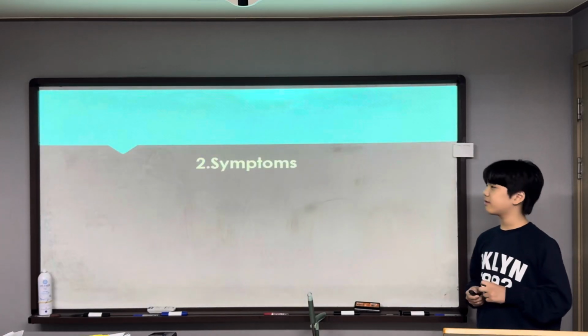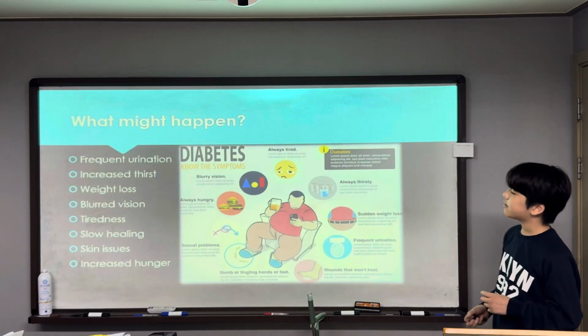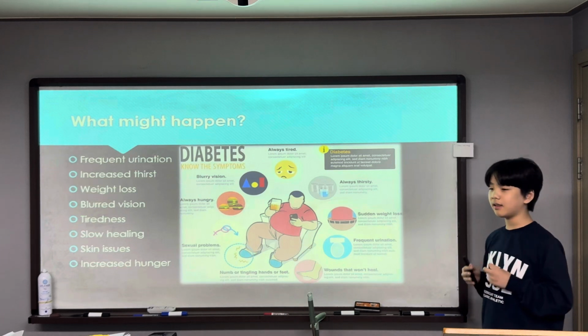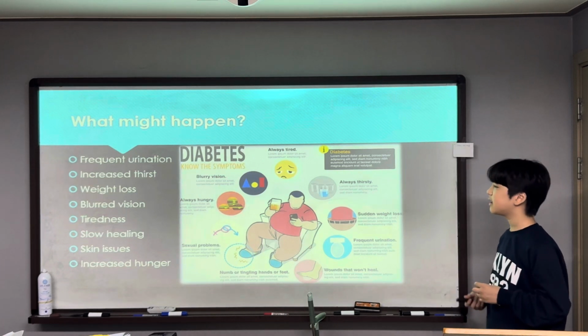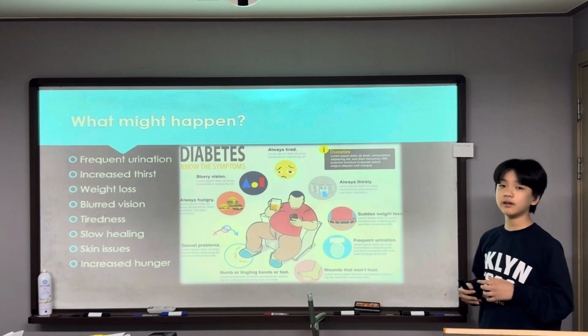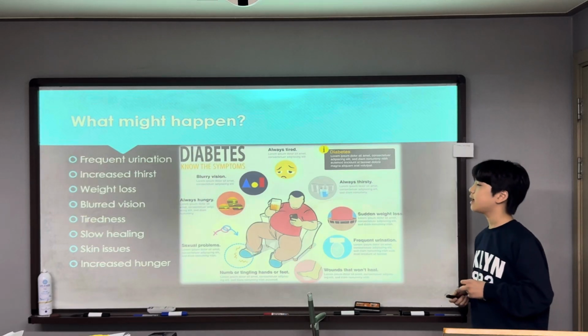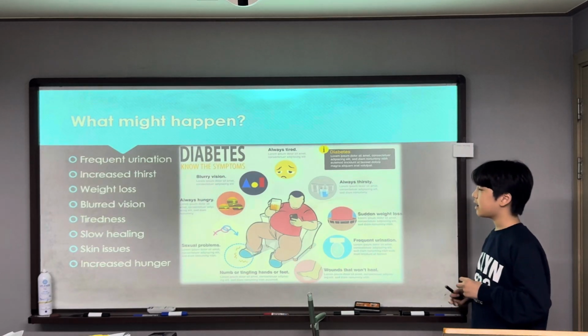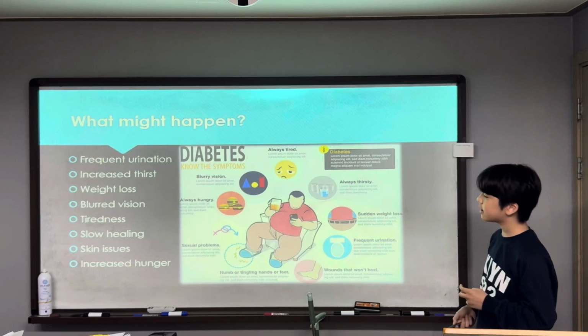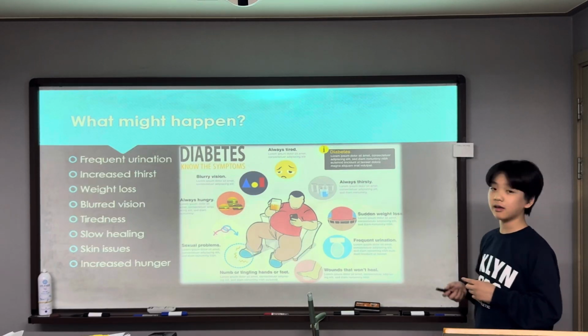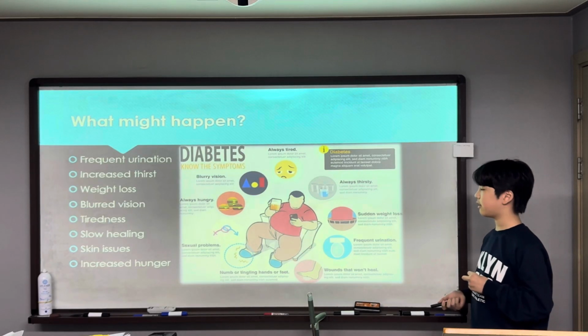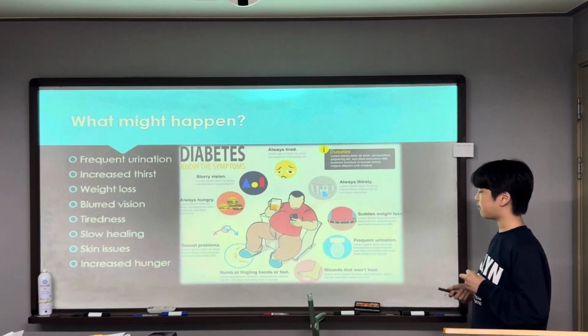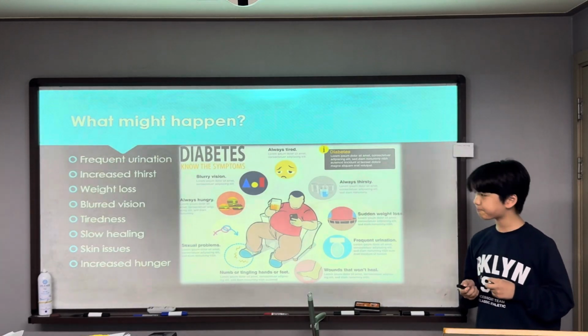Next is symptoms. First is frequent urination. You go to the bathroom a lot in order to pee. Next is increased thirst. You feel thirsty a lot and often. And third is weight loss and blurred vision, tiredness, slow healing, skin issues, and increased hunger. And as you can see in this photo, there are also sexual problems or numb or tingling hands or feet.